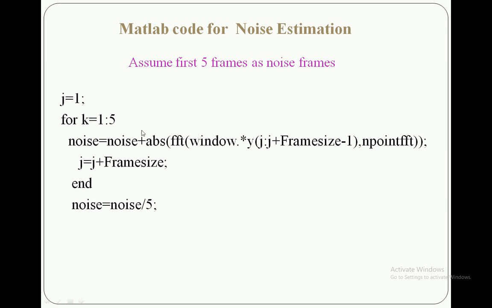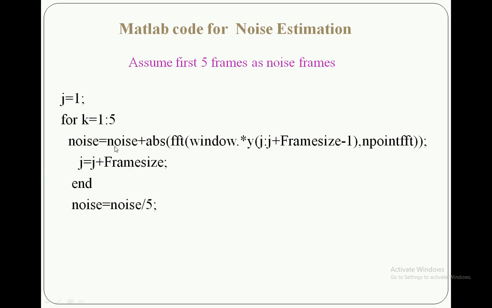That DFT coefficient is added to the noise. Let us consider this noise is 0 at the very beginning, so that is stored as the noise here. That is, the first frame magnitudes are taken as the noise. Now we have to move to the second frame. For the second frame, you have to move j to j plus frame size, so you are going to the second frame.